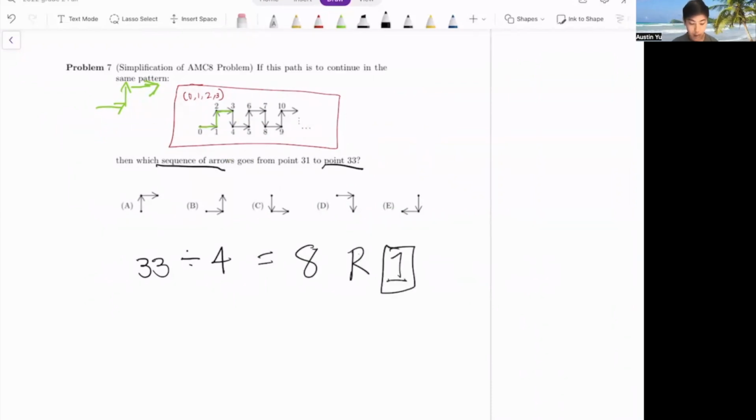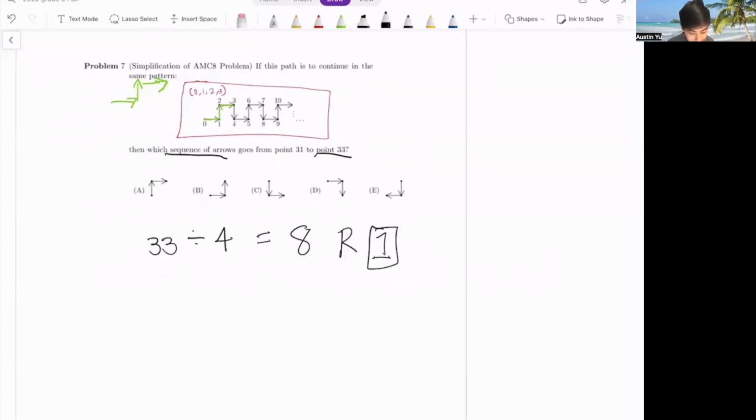And we have to go backwards 1 because we see here that it goes from point 31 to 33, and 33 is the top number. So we have to go back 1, which is, if this is 8, remainder 1. Let me draw this out in red. All right. And since the remainder is 1, we see here that point 33 is the one located in the yellow because that starts a brand new bracket.